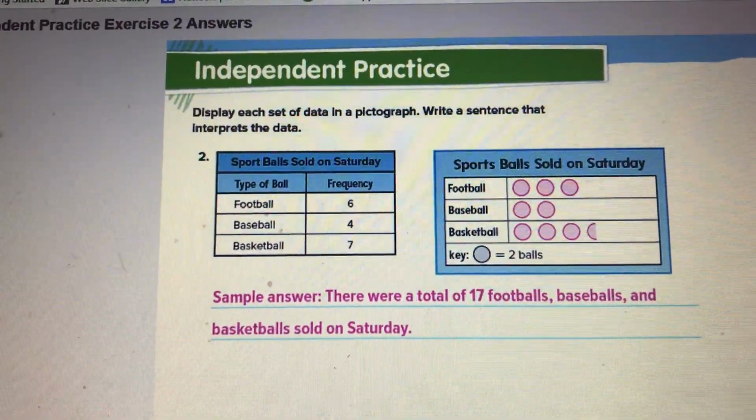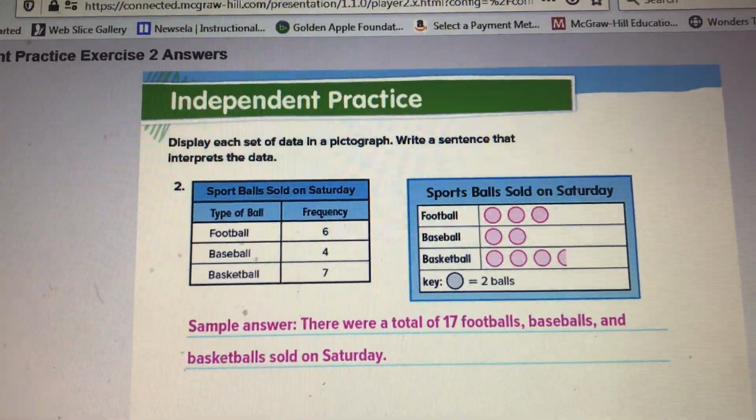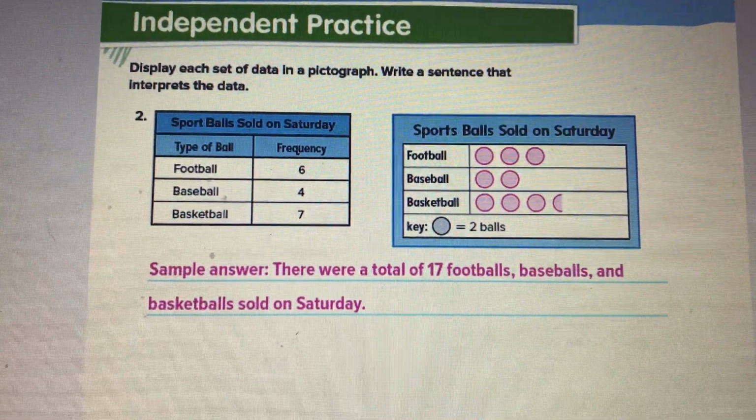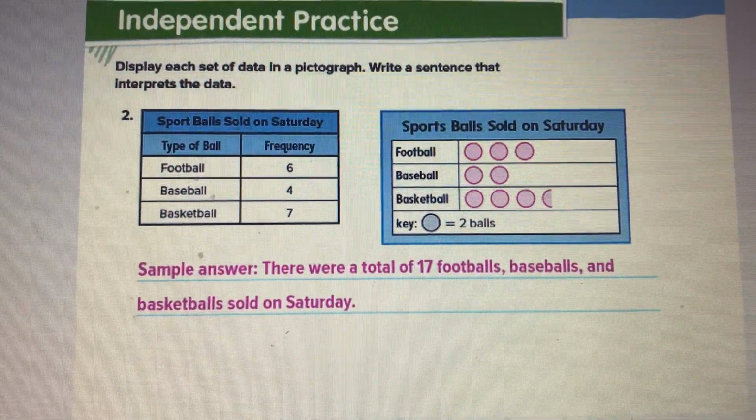You could have also written a sentence that said there were more footballs sold than baseballs. You can also write another sentence if you want, make up your own. But for today, if you want to just copy, go ahead. Just don't write sample answer.